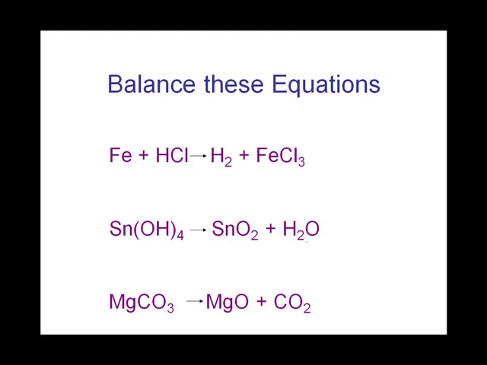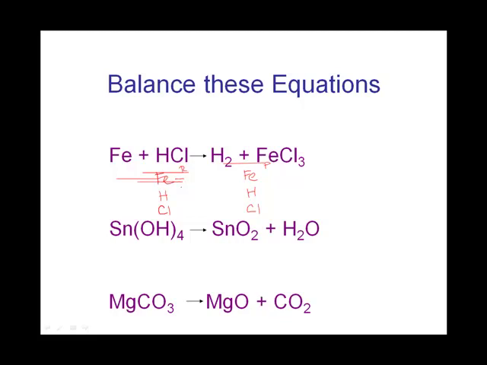Okay, so this is what we're going to do. We're going to take atom inventory. So we have Fe, we have hydrogen, and we have chlorine. On this side, again, we have the same on this side. Okay? So here's my reactants. Here are my products. Okay?